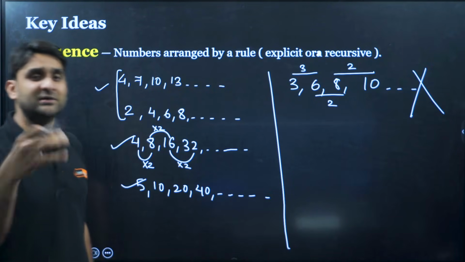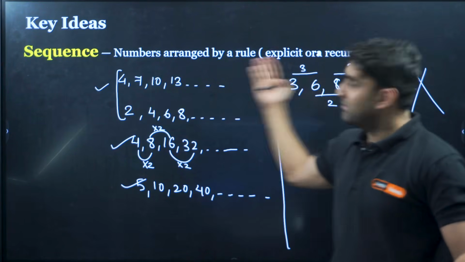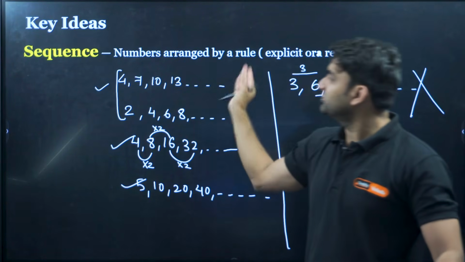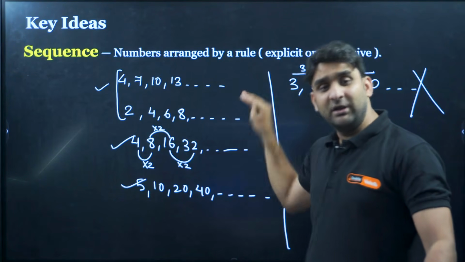I hope you have understood. A sequence may be in additive form, the numbers may be in increasing form, the numbers may be in decreasing form, the numbers may go in multiplicative form, the numbers may be decreasing or increasing.